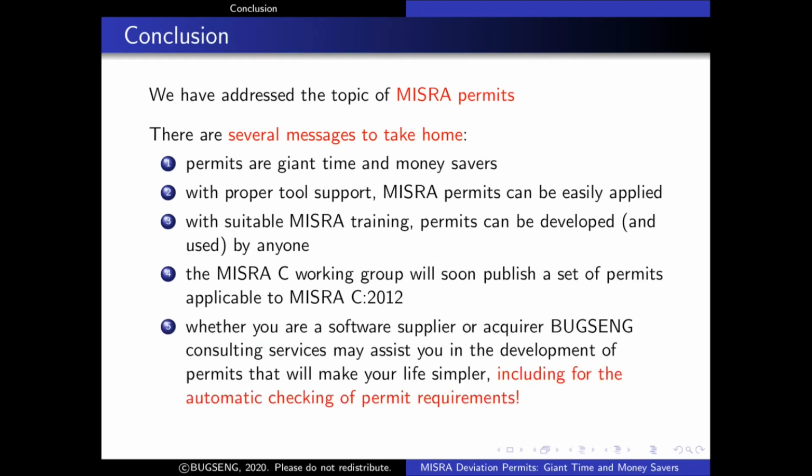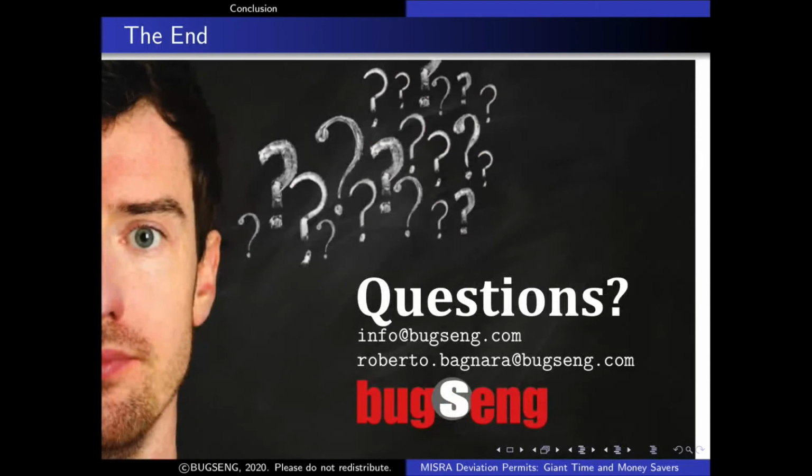So whether you are, fifth point and last point, a software supplier or acquirer, we provide consulting services that, among other things, may assist you in the development of permits that will make your life simpler. And in particular, we may help you develop permits and the corresponding Eclair configuration so that the requirements of the permit can be automatically checked. Okay, so that's all I wanted to say for today. If you have questions, I will be happy to try answering.